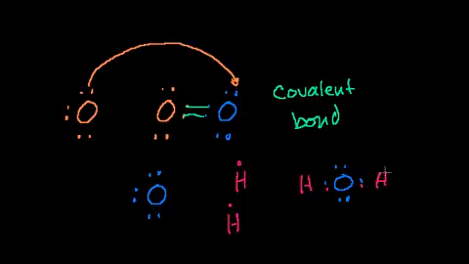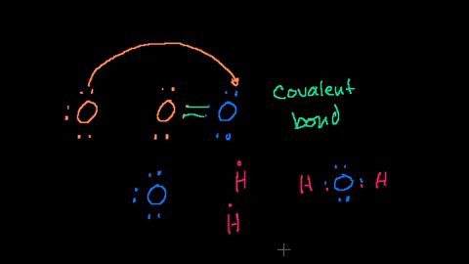This guy can pretend like he has his first shell filled because you can only put 2 there. That's where the 8 rule breaks down in the first shell. This guy can pretend 2, and now oxygen can pretend like he's got 8 electrons in his valence shell, and everyone's happy. So this is also a covalent bond.